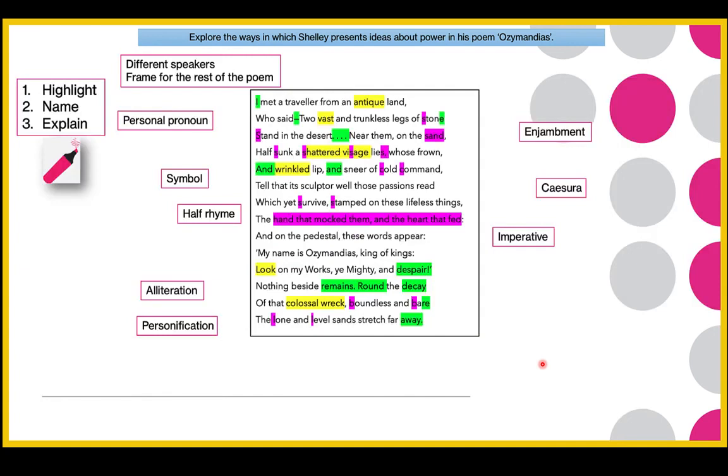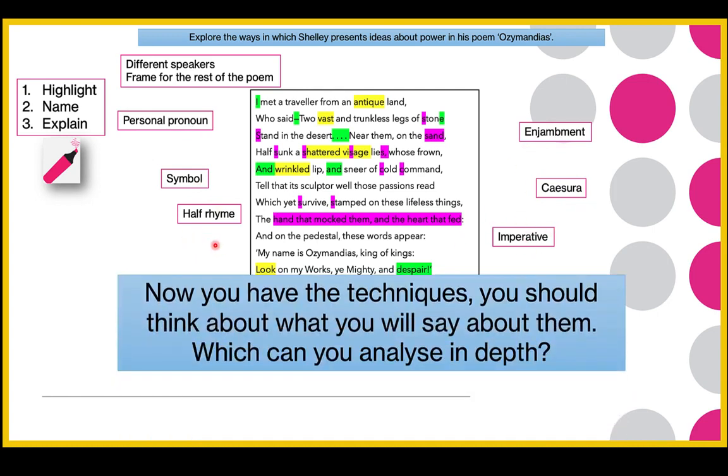Okay, so once you've highlighted, you're also thinking about naming the devices, naming the technique. So what is it that you see, and also explaining. So what I've done is, as I've highlighted, I've just written down what it is that I'm highlighting. So where I've got imperative language, I've just made a little note. Where I've got enjambment or caesura, and you can see that I do have a range here of my annotations in terms of structure, language, and also form.